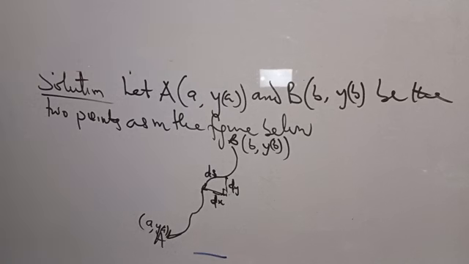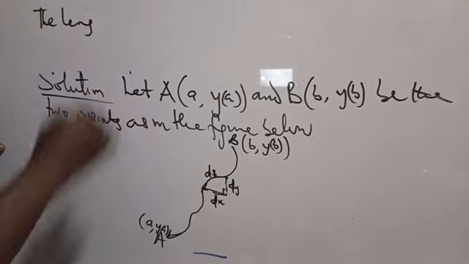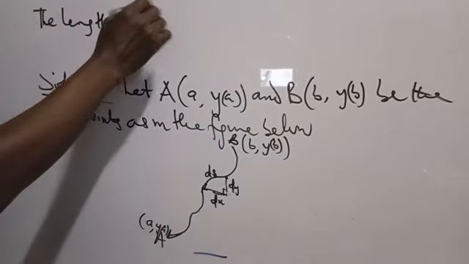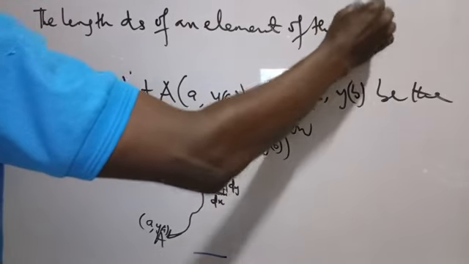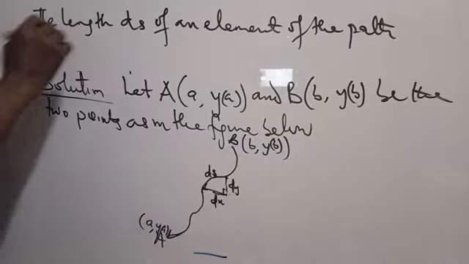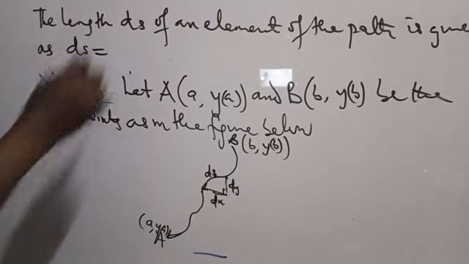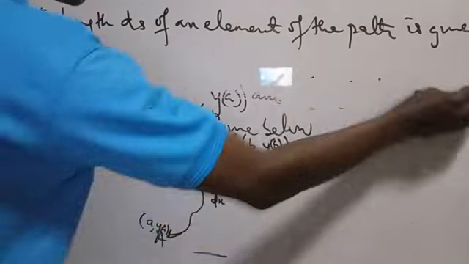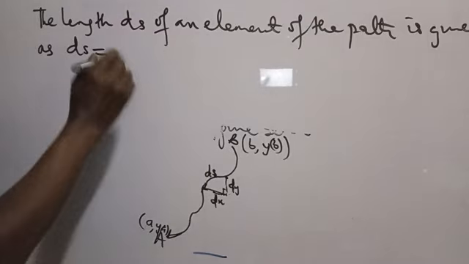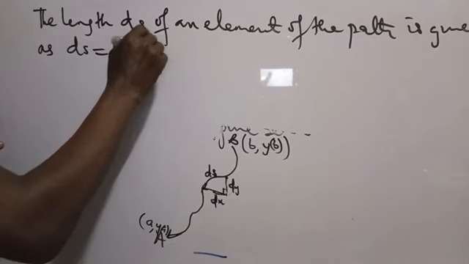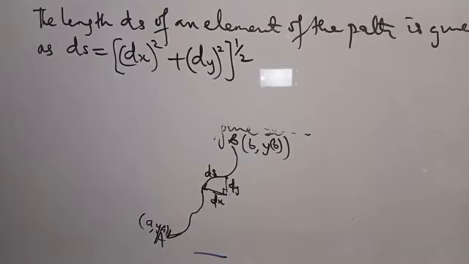How do we do that? Now let's write the length. I hope you can see that the length, s, of an element of the path is given as ds equals dx squared plus dy squared, raised to the power half. What do I mean by this? How do we get this?